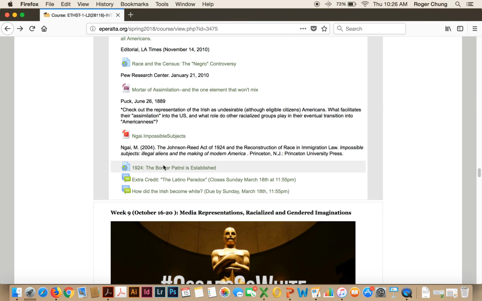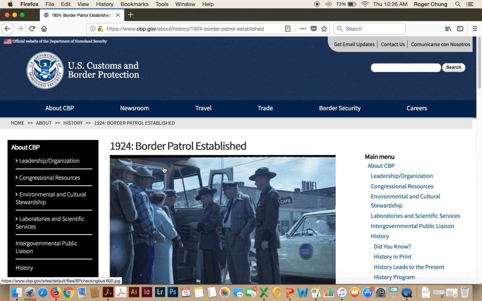I want you to also take a look at this 1924 resource. In the same time that the 1924 Immigration Act is created, so is the 1924 Border Patrol. As you may have mentioned in your midterms, the 1924 Act really begins establishing this idea of anti-Mexican sentiment. Even though Mexican Americans are in some ways eligible to whiteness, they're not really treated as white. We saw that in the census. By 1930, we see Mexican Americans actually be considered Mexican.